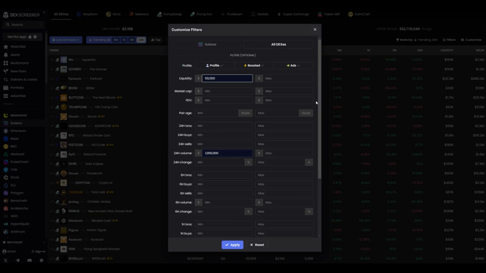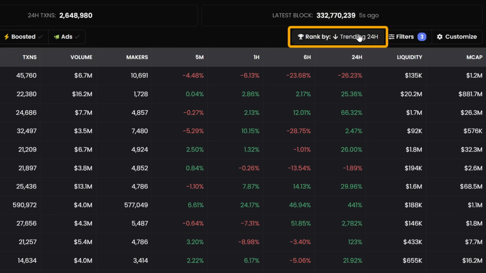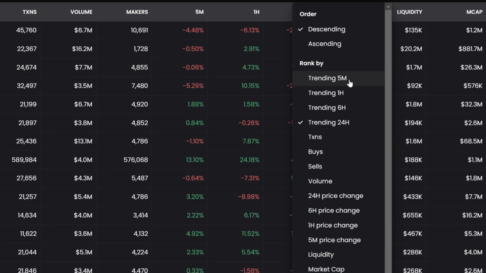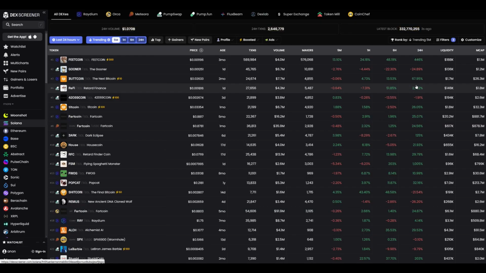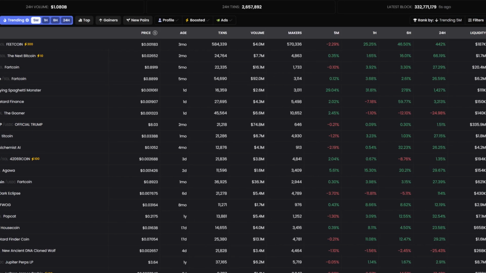This ensures that the token won't crash on the first sale. I also set the age to 24 hours. Fresh projects are often the most interesting. Lastly, I sort by the 5-minute dynamics to see what's happening at the moment. Once everything is set, I click Apply, and the list of tokens updates. Now it only shows those that meet my criteria, and I can choose which ones to work with. Let's take a closer look at this list.